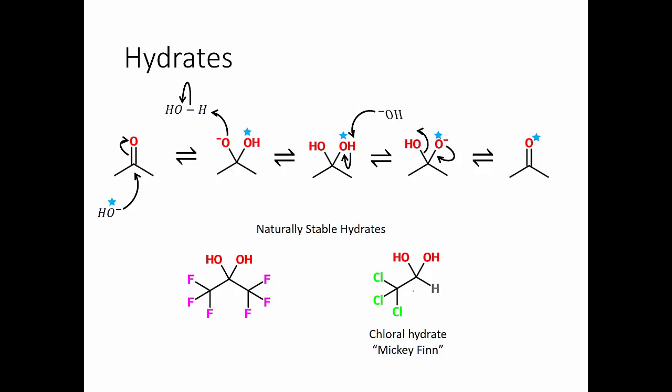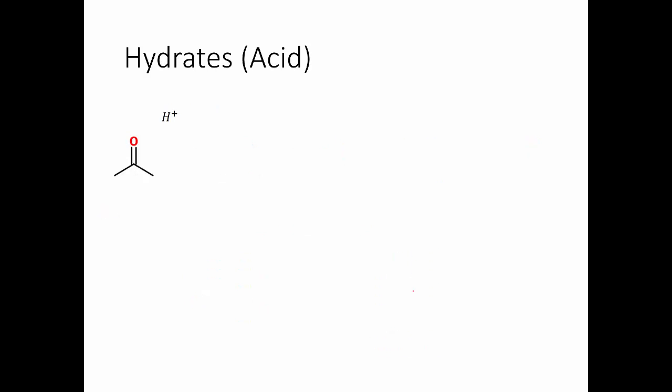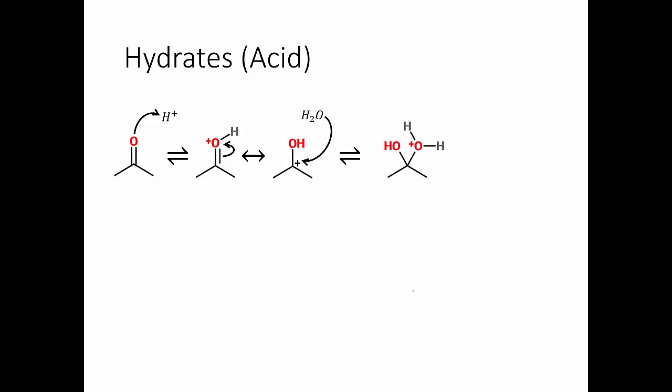Hydrates can be formed in acid as well. In an acidic solution, the oxygen in the carbonyl group will pick up a proton. Then it will resonate, forming this resonance structure. From here, water, which is present in the solution, can attack the carbocation that is formed. Water, which is still present in the solution, can grab a proton to form the hydrate.